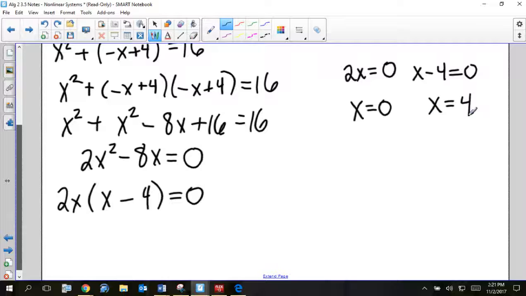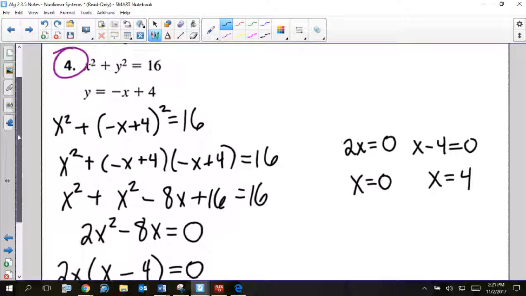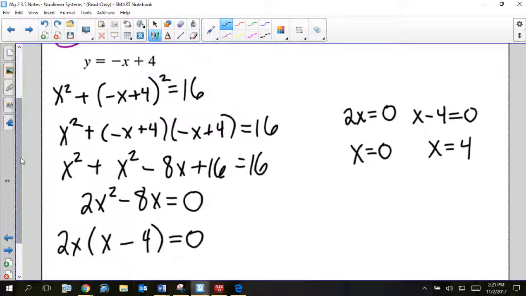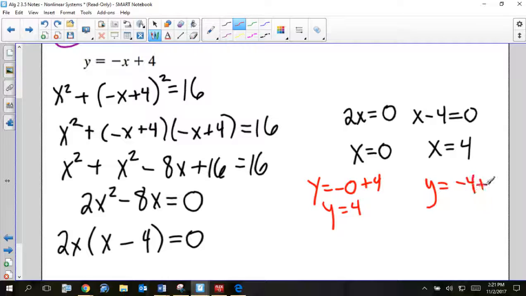So I have 2 x's. That means I'm going to have 2 ordered pairs. What do I have to do with those x's? One at a time. Plug them into one of the original equations to find the y. Which one should I plug them into? Yeah, I'm going to use 2. So I've got y equals negative 0 plus 4, so y is 4. Y equals negative 4 plus 4, so y is 0.